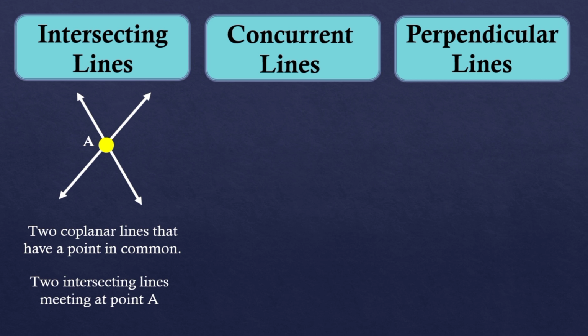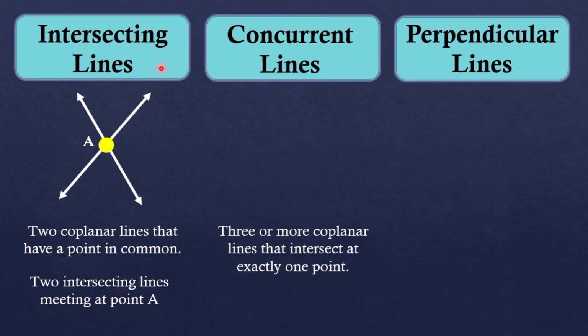So, pag sinabi nating intersecting lines, okay, ito yung dalawang lines na nag-intersect, meron silang common point na tinatawag nating point of intersection. So, in this figure, point A is the point of intersection. Okay? Next, when we say concurrent lines, ano ba ang pagkakaiba nito sa intersecting lines? Pag sinabi natin concurrent lines, these are three or more coplanar lines that intersect at exactly one point.